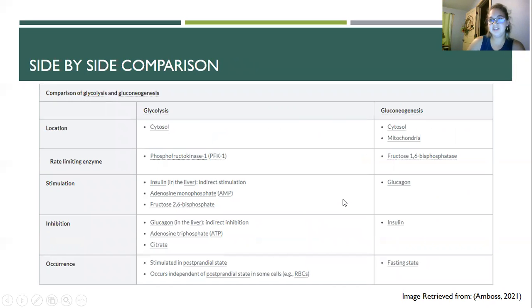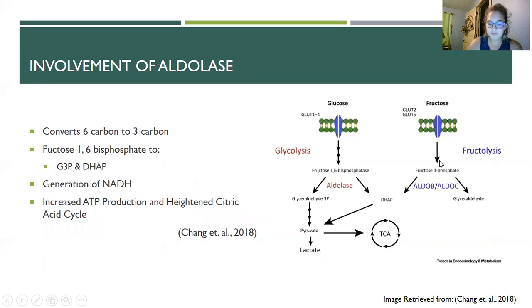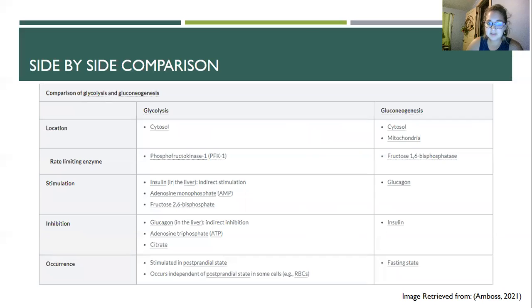So here you can see some of the side-by-side comparisons on how glycolysis and gluconeogenesis are different, as well as how they are the same. Location-wise, they are both happening in the cytosol. Gluconeogenesis does happen in the mitochondria, though. Again, oops, my bad. Rate-limiting enzyme, they're completely different. So that's one of the differences that we're seeing.